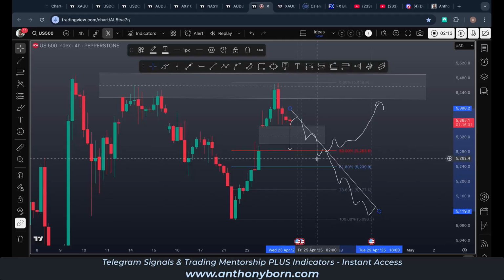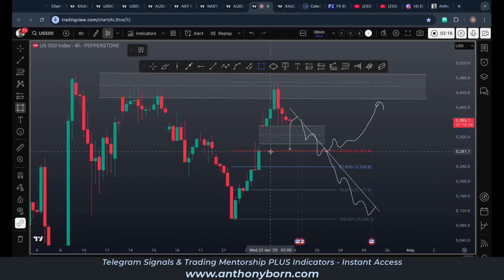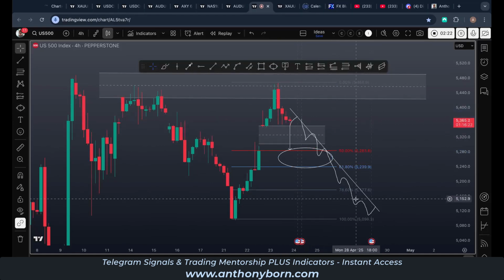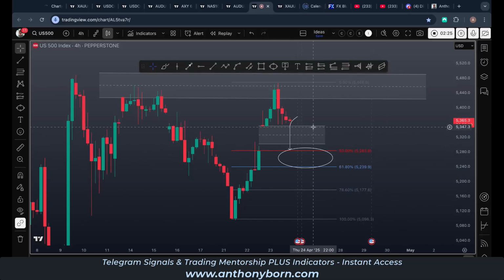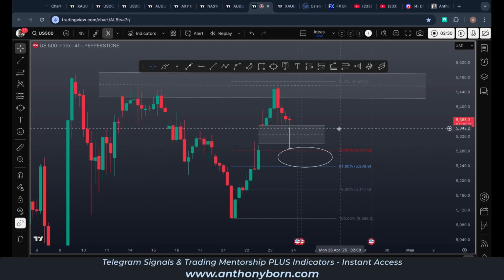And I'll be looking for an opportunity mainly around this area down here. This is my point of interest. So let's just get rid of a couple of drawings and, yeah, just keep an eye on it. I'd be looking to get involved on a lower time frame, possibly a 15-minute time frame. But keep an eye on it.